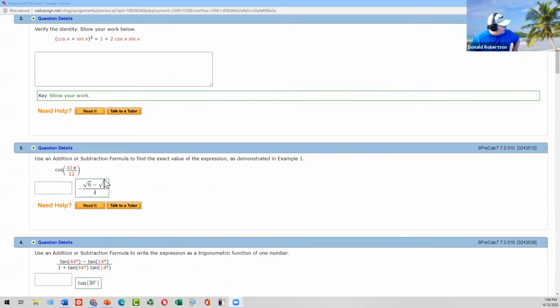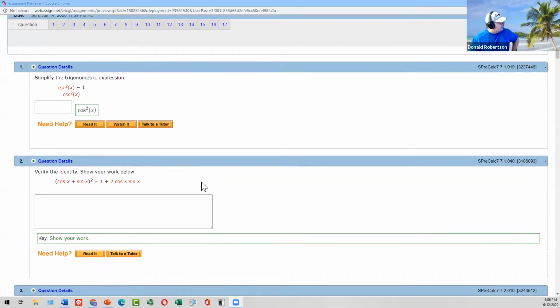Let's just pause there and look at that as our first kind of question. So I'm going to use the ones that are there because that way it's a little bit easier. So the first one is cosecant squared x take away 1 over cosecant squared x, and we're being asked to simplify it. And the second one is we're being asked to prove that (cos x + sin x) squared is 1 plus 2 cosine x sin x. Right, so I'm going to switch to that screen now.